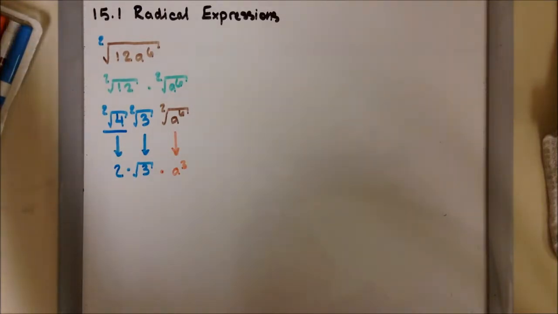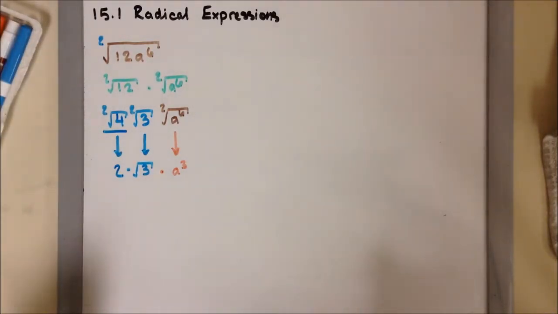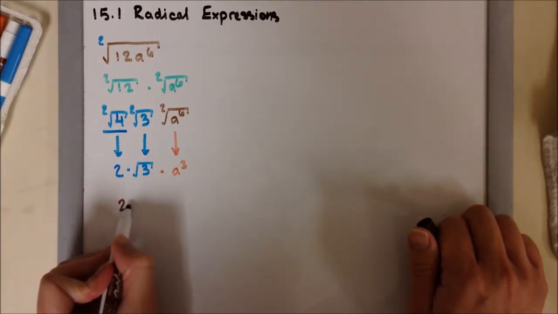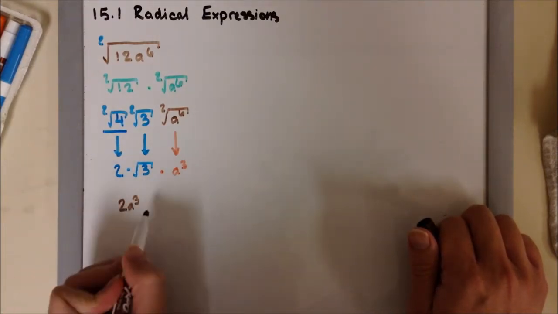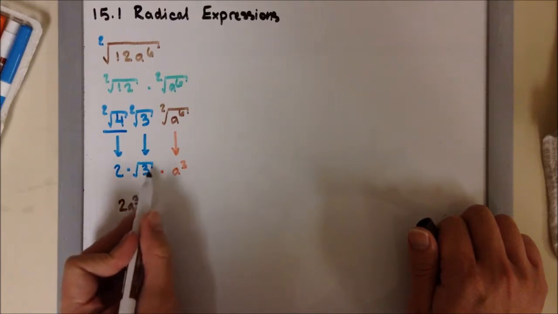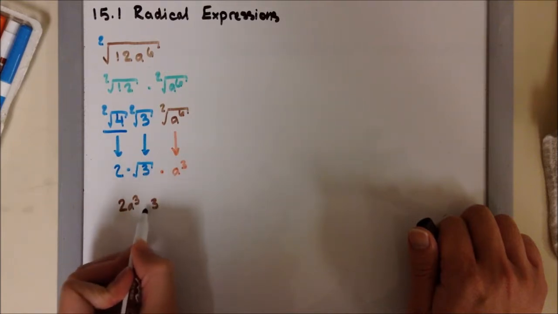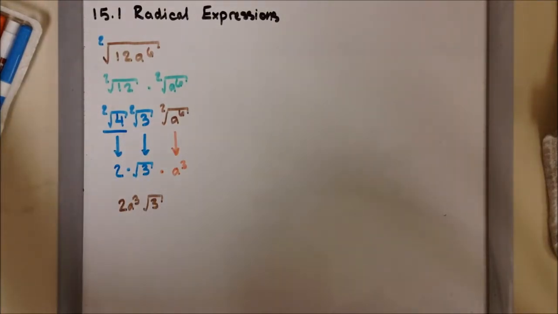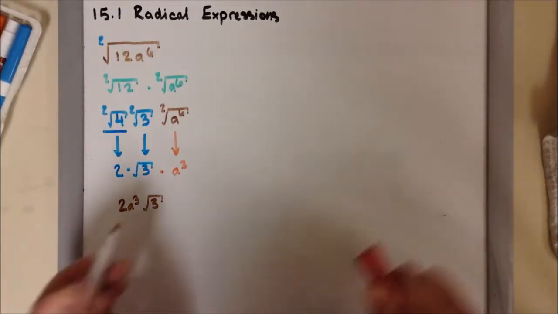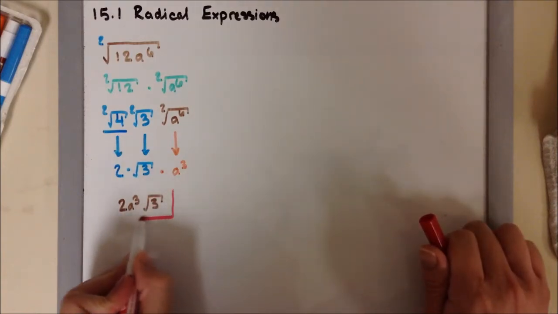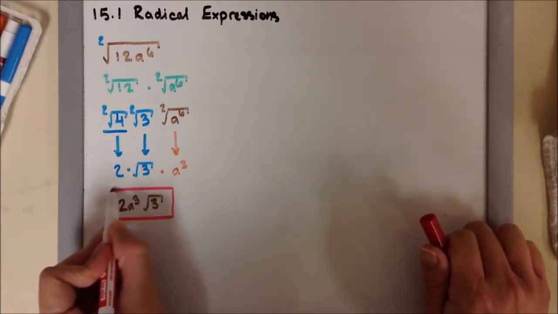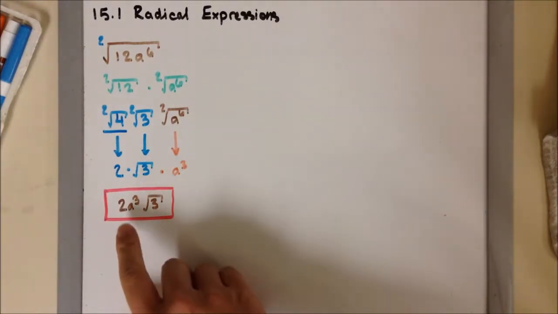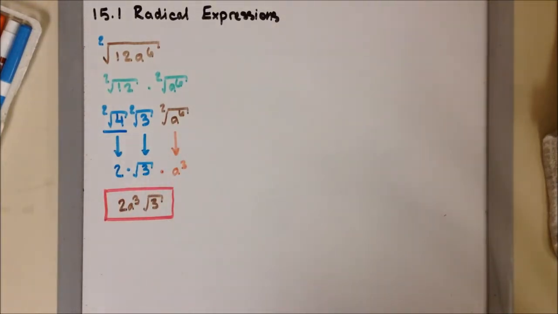I finished simplifying. Now I'm going to put the numbers and the variables in the front that do not have the radical. So 2a to the 3rd power. And then what I'm going to put next is the one that has the radical, which is the 3. So that is our final answer. Let me box that up. So our final answer is 2a to the 3rd power square root of 3.